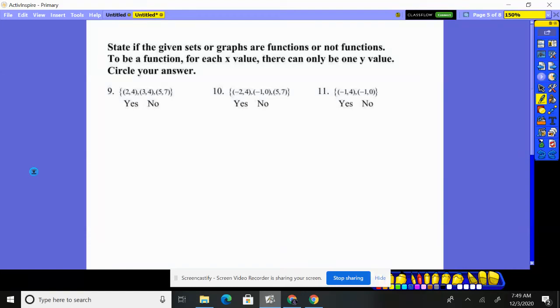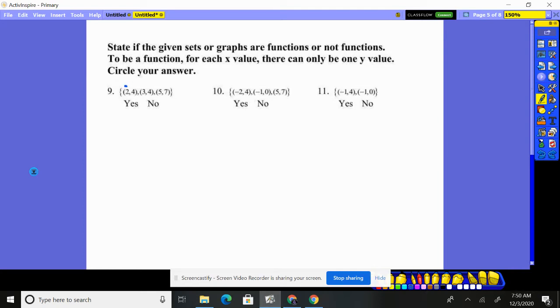Number 9, it wants us to figure out whether it's a function or not. Now, if it's a function, for every x, there can only be one y value that goes with it. In other words, if I plug x in to be 5 into some equation, I expect only to get one answer. I don't expect to plug in 5 and get 10 and 12 as answers. You only get one answer.